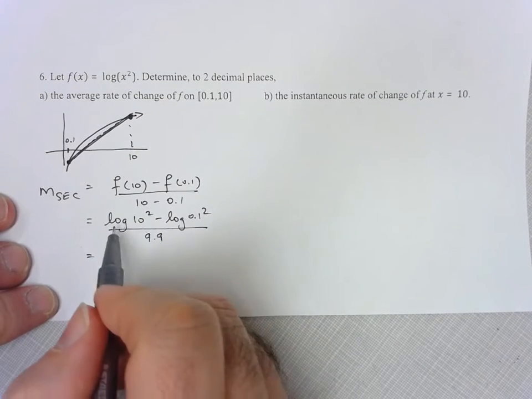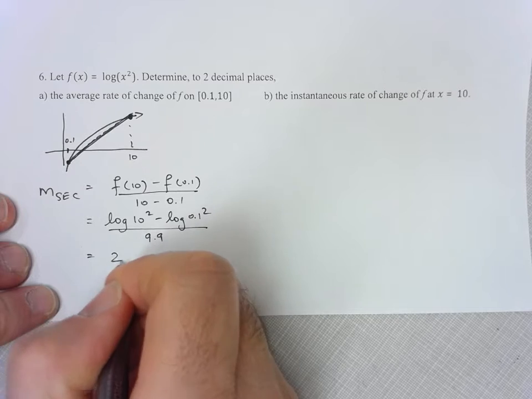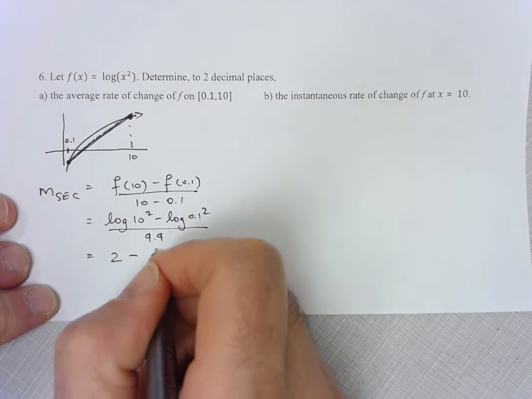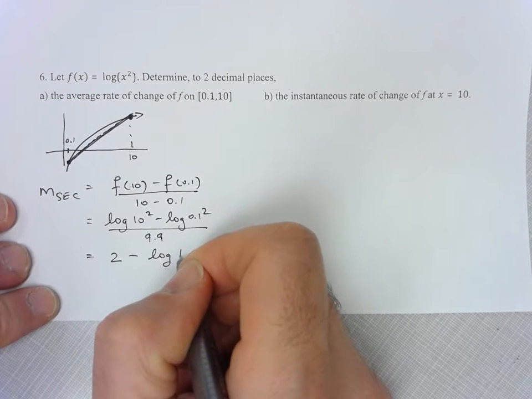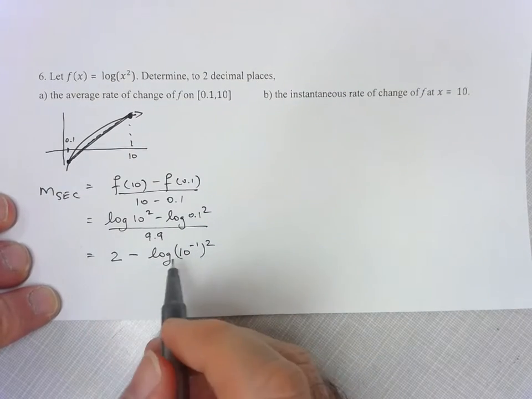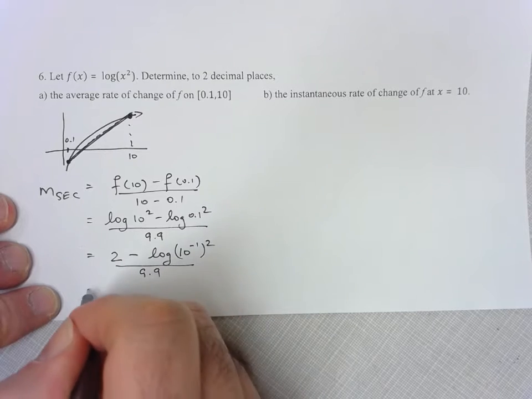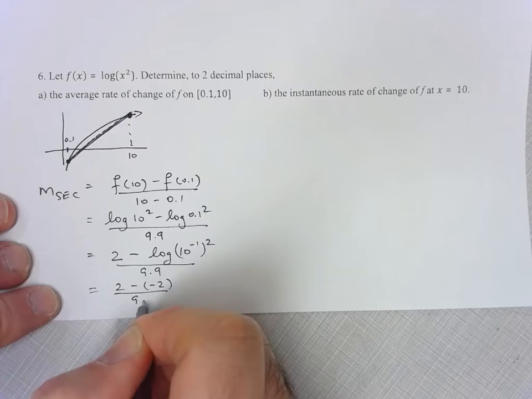Of course, we know log of 10 squared, since these are inverses of each other, is just equal to 2. It gives me the original input. And here, 0.1 can be written using base 10. So this can be written as 10 to the negative 1 squared, so that becomes 10 to the negative 2. And so this just becomes 2 minus negative 2 over 9.9.